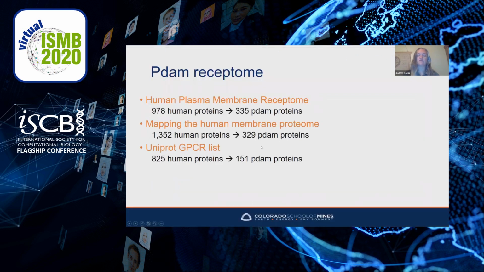Applying HH Blitz then to the 3 membrane receptors resulted in about 330 PDAM proteins, out of which 150 are predicted to be GPCRs. This is roughly a similar distribution compared to human membrane receptors, where also about half are GPCRs versus non-GPCRs.